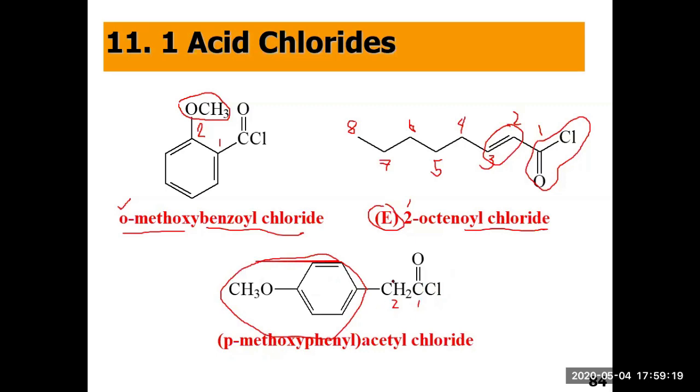So the naming of this molecule will simply be para-methoxyphenylacetyl chloride. Now the parent becomes this part of the molecule, and this is called your acetyl chloride. And on this part, okay, we have your methoxyphenyl. This is methoxy, and this one is phenyl. So it's methoxyphenyl. And if you notice that this group is actually in a 1,4 position, that's why we use the prefix para.